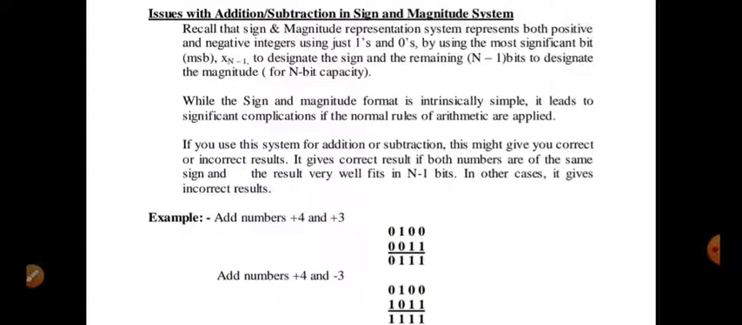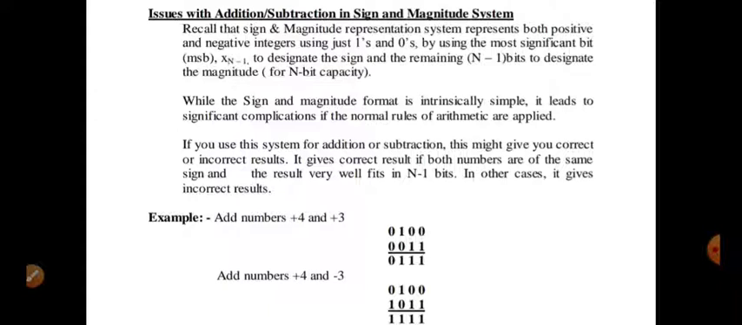While the sign and magnitude format is intrinsically simple, it leads to significant complications if the normal rules of arithmetic are applied. If you use this system for addition or subtraction, this might give you a correct or incorrect result. It gives a correct result if both numbers are of the same sign and the result very well fits in n minus 1 bits. In other cases, it gives an incorrect result.